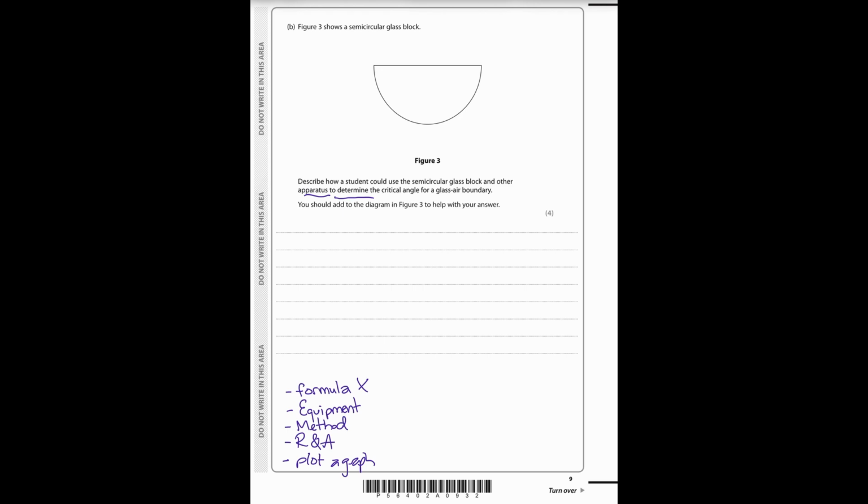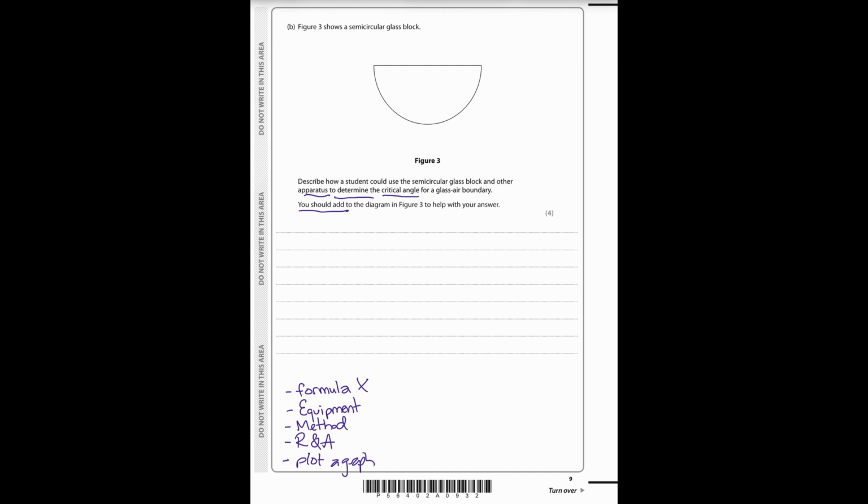Now it says here, you should add to the diagram to help with your answer. Sometimes it might say you may add to the diagram. Either way, what this is telling you is there's marks for adding to the diagram. So obviously I've got to make sure that I'm adding to the diagram here. And I've just got to try to remember how I did this in class, or when I looked at the videos for revision, what was going on.